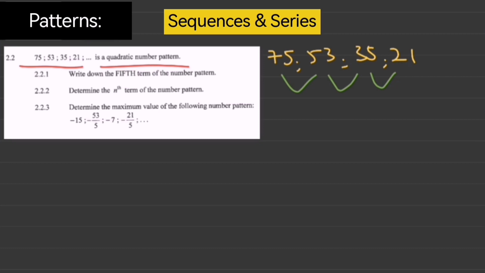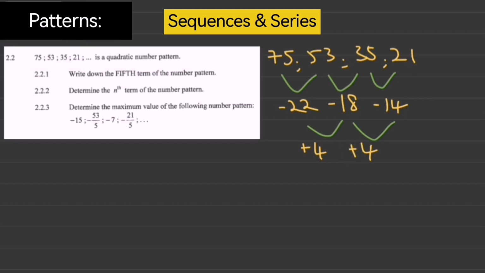The difference between 53 and 75 is -22. Remember, it's important to indicate a negative if the terms are decreasing. Then -18, and between 21 and 35, that's -14. Here we can see that our second difference is +4, because our first differences are increasing.